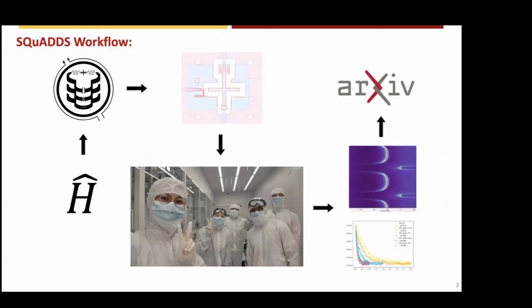But a quick utility of SQuaDDS, or the idea is, as Cody kind of hinted at, you give it the Hamiltonian parameters, and SQuaDDS will give you the design that you can hopefully faithfully take to the clean room, fabricate it, measure, and hopefully publish. That's the ideal goal with SQuaDDS.